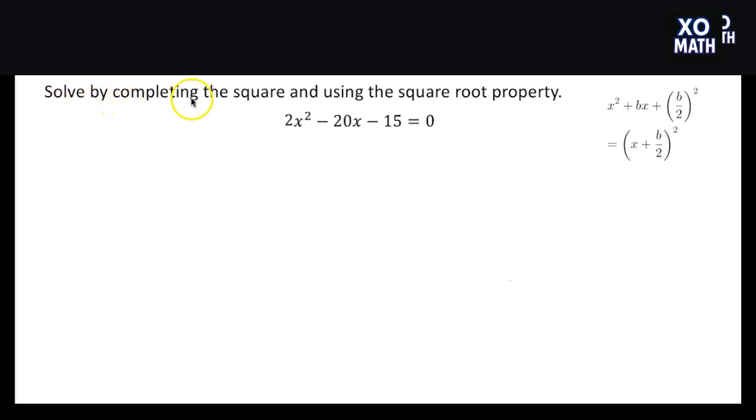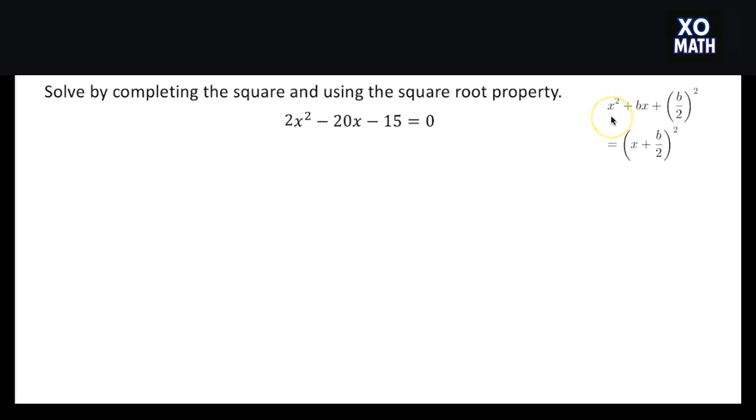Here we're going to solve by completing the square and using the square root property. Now we have the quadratic 2x squared minus 20x minus 15 equals 0. This process isn't necessarily the most efficient way to solve this quadratic, but it's going to expose you to some algebra. To use the square root property, we really need a perfect square involved.